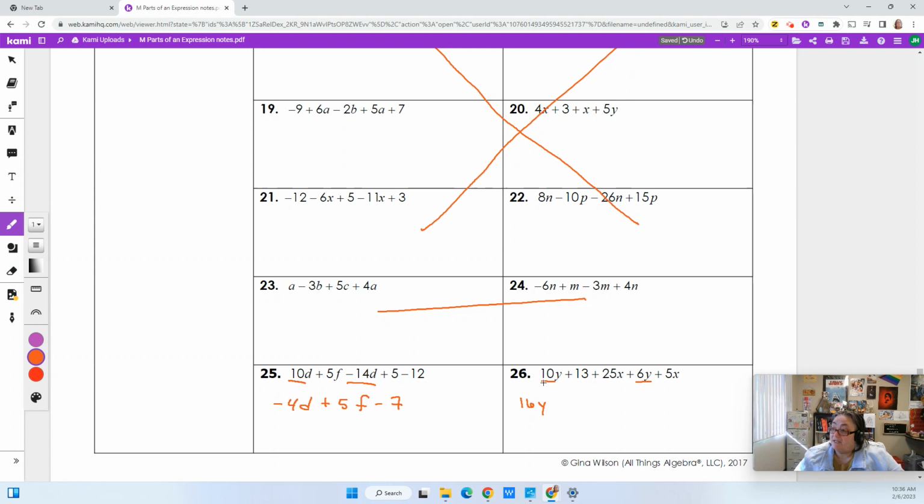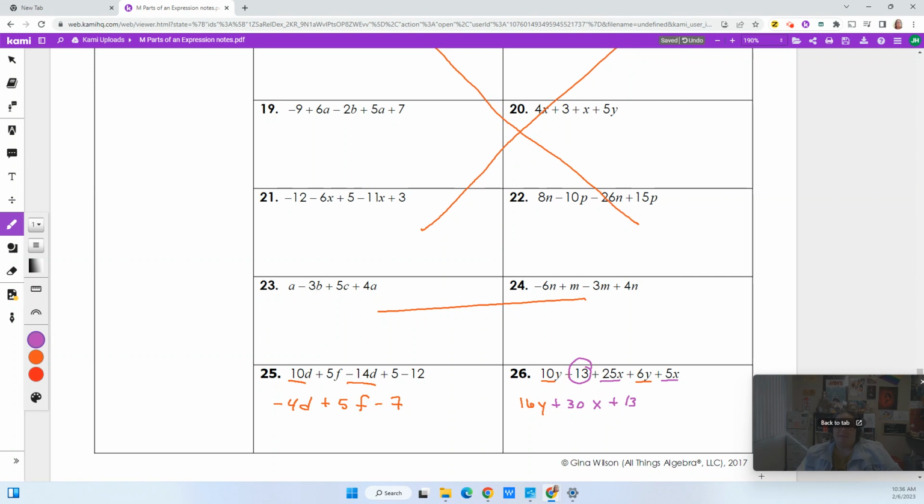And then I'm going to move on to the next variable, right? Normally we do variables alphabetically, but it doesn't really matter right now. So I'm going to go 25x plus 5x. 25 plus 5 is plus 30x. And the only thing we have left is this 13 right here. It doesn't have anything to be added to it, so we're just going to add 13 at the end.